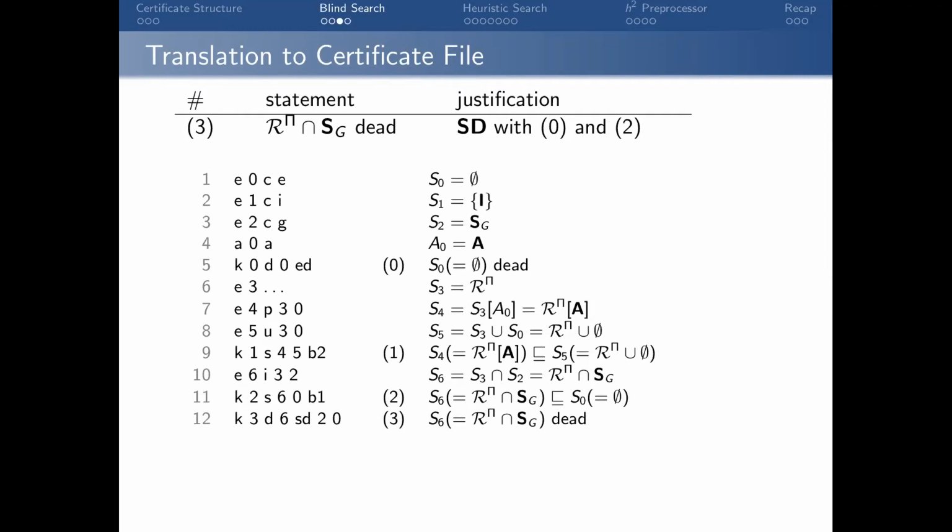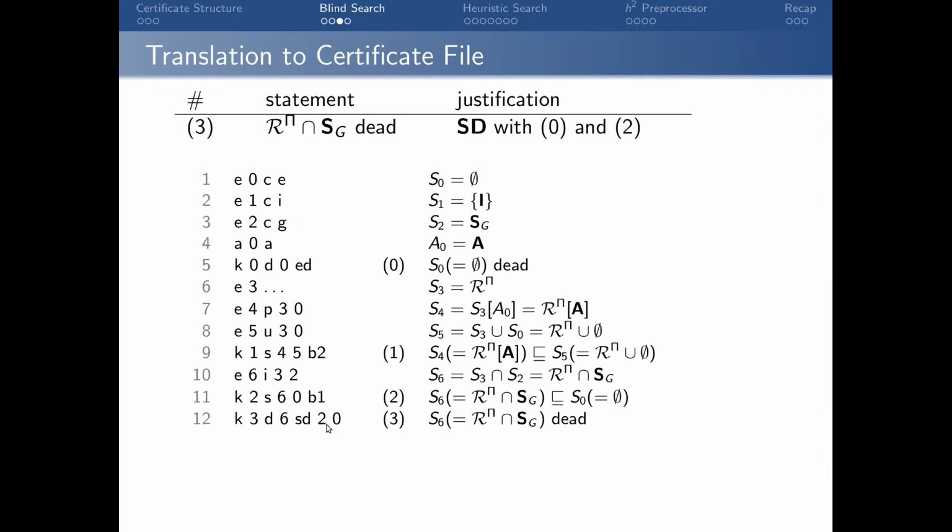Next step is thankfully straightforward. We don't need to define any more sets. We want to say that state set number 6 is dead. Number 6 was what we defined here, the intersection with the reachable states and the goal states. And we know this with the inference rule subset dead with 2 and 0.